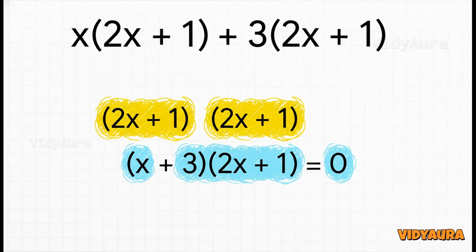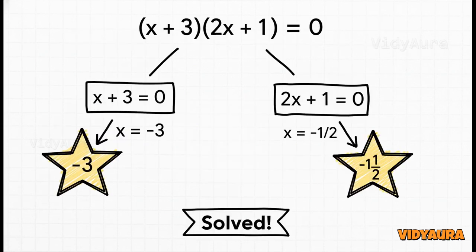We've got 2x plus 1 in both places. That's our new common factor. So we can just pull that whole thing out, and what's left over? The x and the plus 3. Beautiful. We are so close.